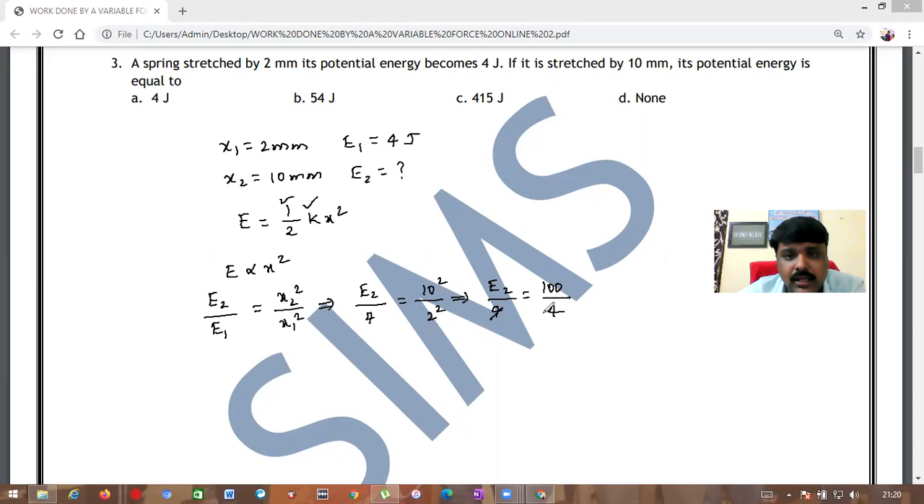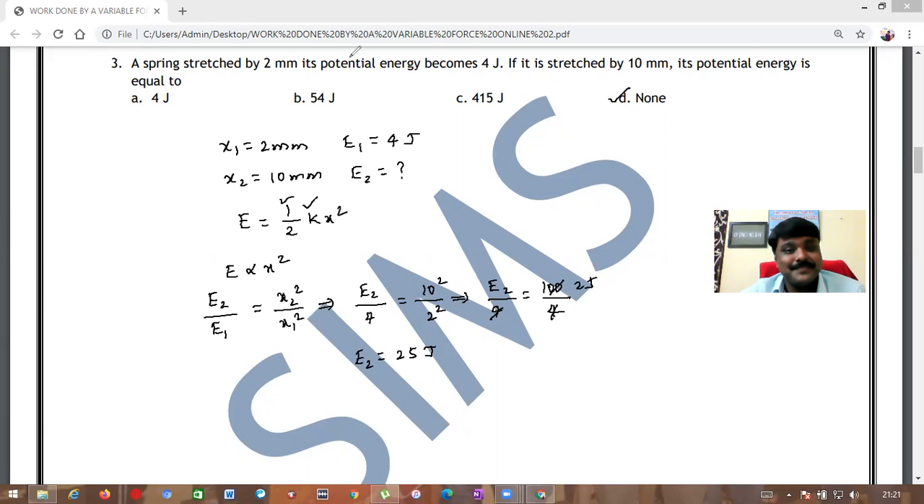Here we need to check: if it is stretched by 10 millimeters, its potential energy equals 10 square by 2 square, times 4. It is 100 by 4, yeah, we are getting 25. That means E2 equals 25 joules. Our option is none.